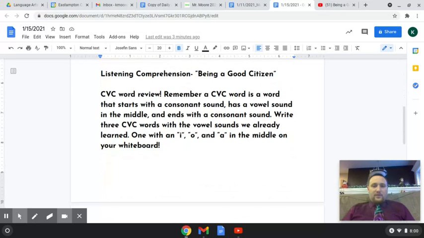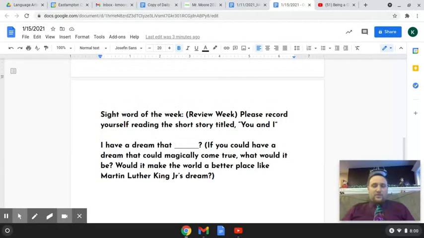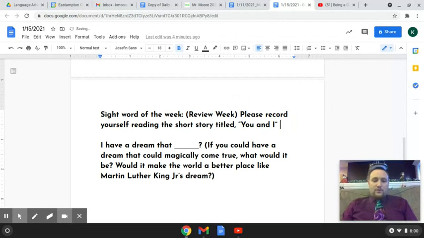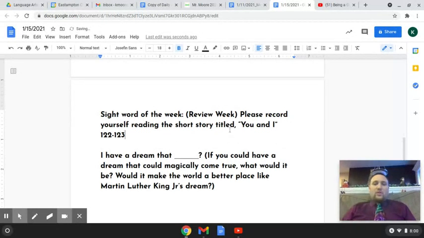If we look down here, for your sight words today, there's a little read aloud in your yellow crab book. It's on pages, I'm going to write it right here, 122 and 123. And it's just a quick story called You and I. Please record yourself reading that story. It's only like 2 or 3 pages, and they're very short sentences. You should be able to read it just because of the sight words and the pictures. So instead of writing sight words or playing bingo or any of that today, I just want you to record yourself reading that story.